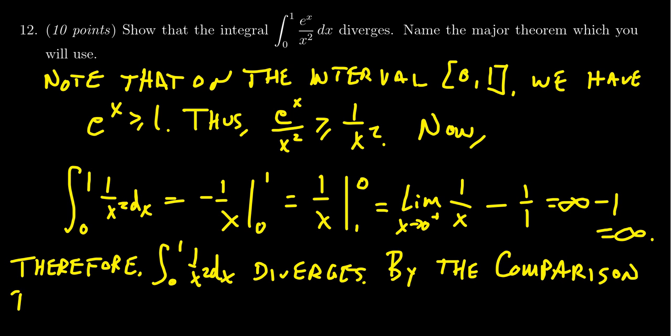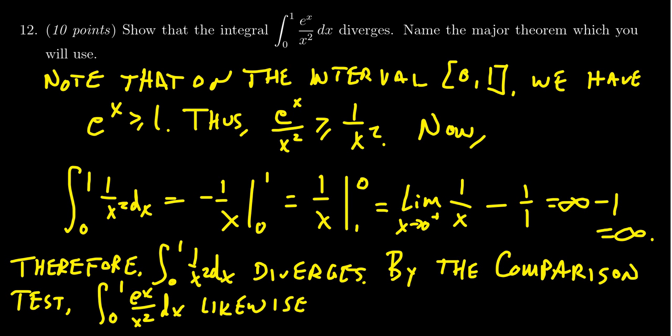By the comparison test, the integral from 0 to 1 of e to the x over x squared dx likewise diverges. And so now we have proven that this integral diverges using the comparison test.